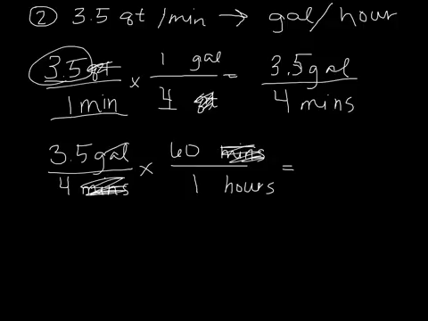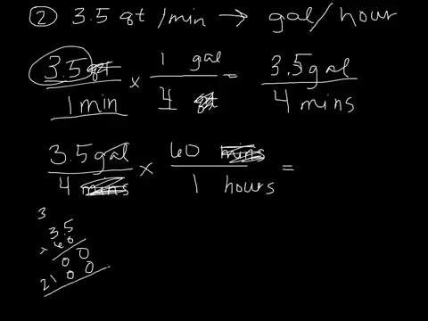So I have to do what is 3.5 times 60. Let's do that right here. I'll get a 0, add my 0. 6 times 5 is 30. 6 times 3 is 18, plus 3 more is 21. So our answer is 210. So I would get 210 over 4 times 1 hour, so I'd get over 4 hours.